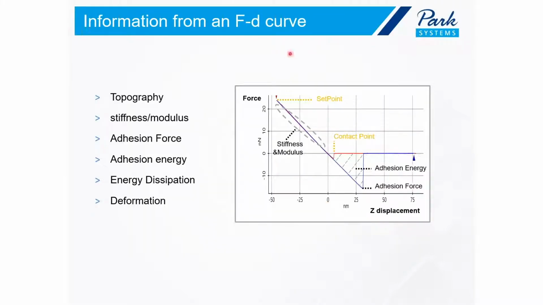So what information can we get from an FD curve? The slope gives us stiffness and modulus. Topography is acquired at the set point force. One can also map adhesion force. At this point, adhesion energy is the area between these two curves, this region. Energy dissipation: since for some samples the approach and retract curves don't match very well, one can also measure the area between them, and of course, deformation.